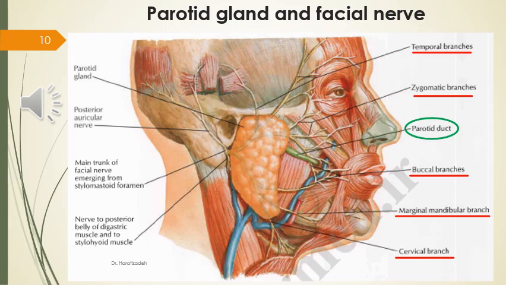Inside the parotid gland, it gives some branches. You can see in the picture. The first branch is the temporal branch. The second is the zygomatic branch.